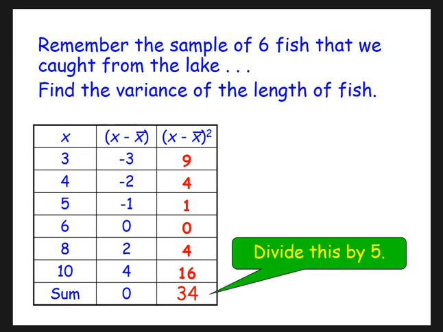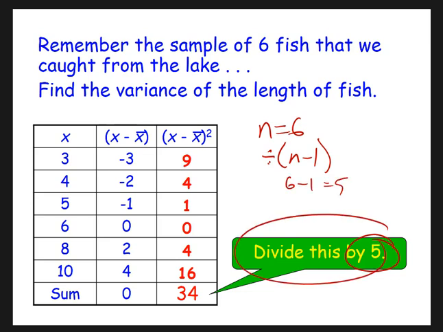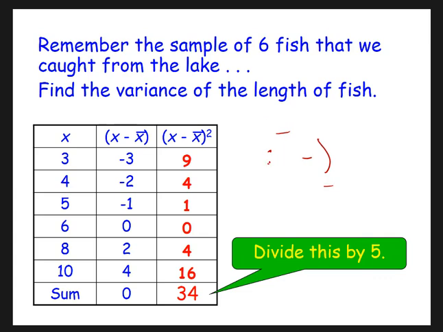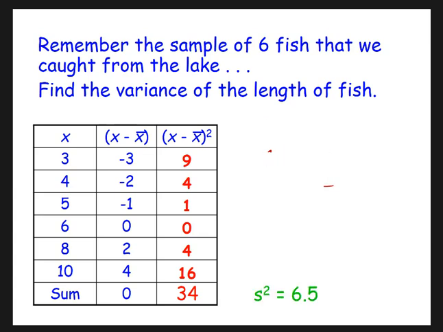Now we're going to divide that by 5. Why do we divide by 5? Because for this data set, n equals 6. There are 6 numbers in this set. Remember, we are dividing by n minus 1. So 6 minus 1 equals 5. So we're dividing by 5. 34 divided by 5 is 6.5. So the variance, s squared, is 6.5.